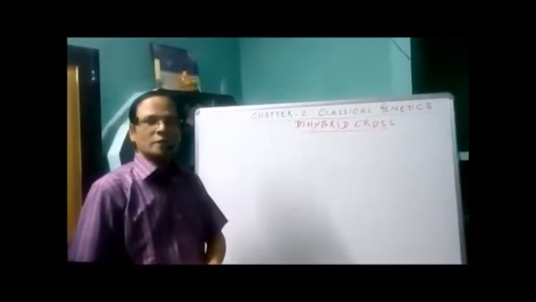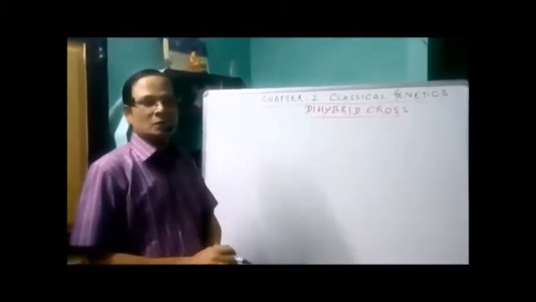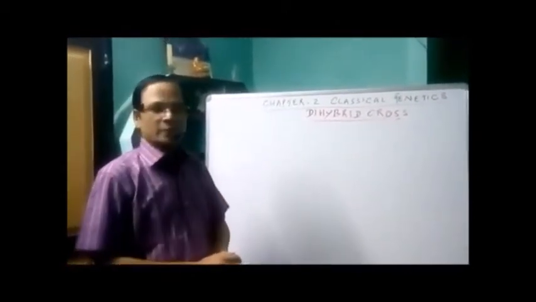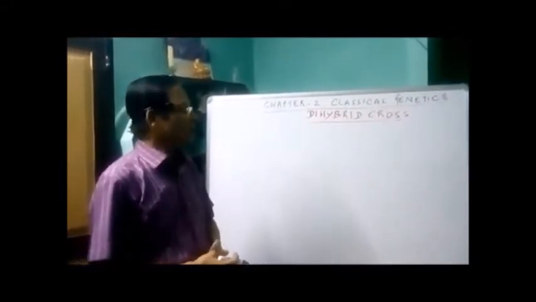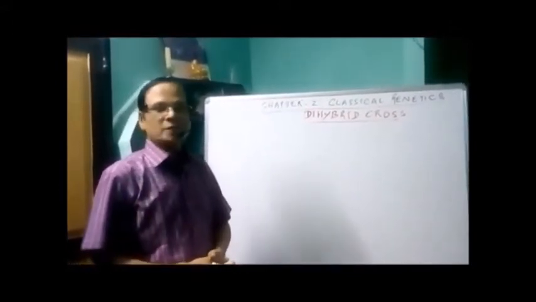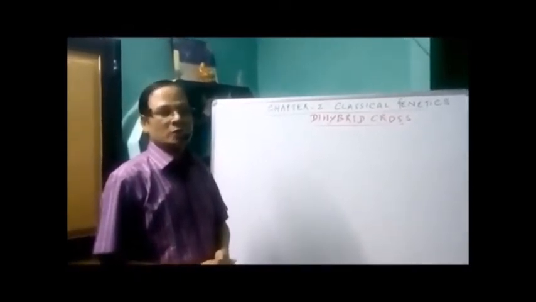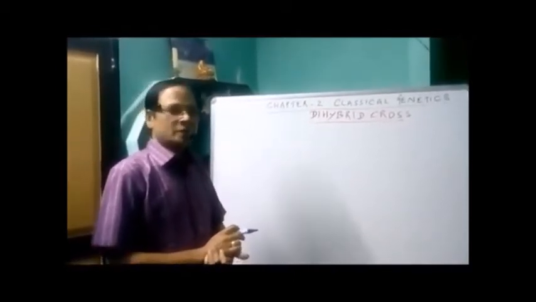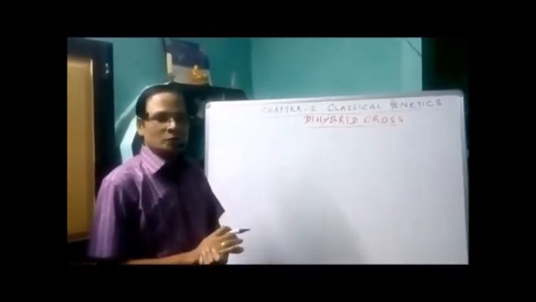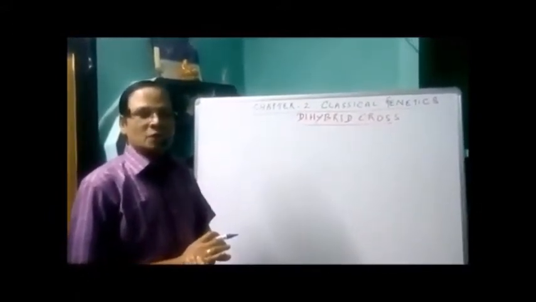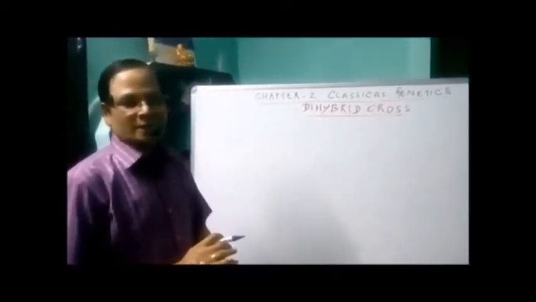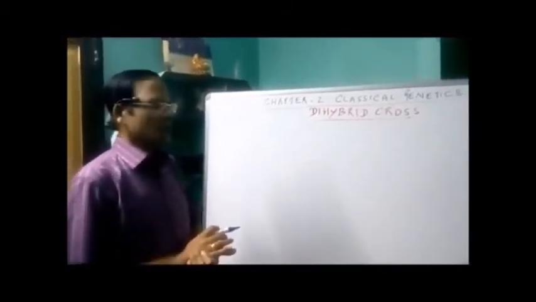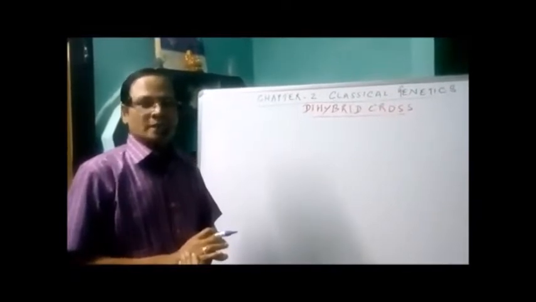Let us pass on to the next part of classical genetics: what Mendel did in the experiment, the dihybrid cross. What is a dihybrid cross? It is a genetic cross which involves two individuals differing in two characters. Or we can say it is a cross of two individuals differing in two pairs of contrasting characters. Or we can say, it is a dihybrid inheritance.